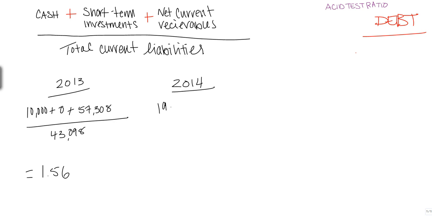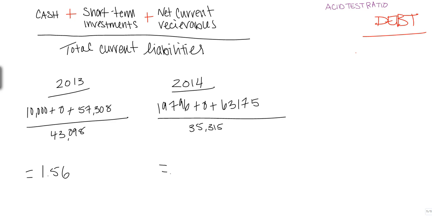Okay, but in 2014, of course, like anything, things changed. Our cash on hand was $19,796. We had no short-term investments. We're still working on things. But we had $63,175 in net current receivables. And we divided that by that year's liabilities, $35,315, which we did the math on to determine we had a ratio of 2.35.